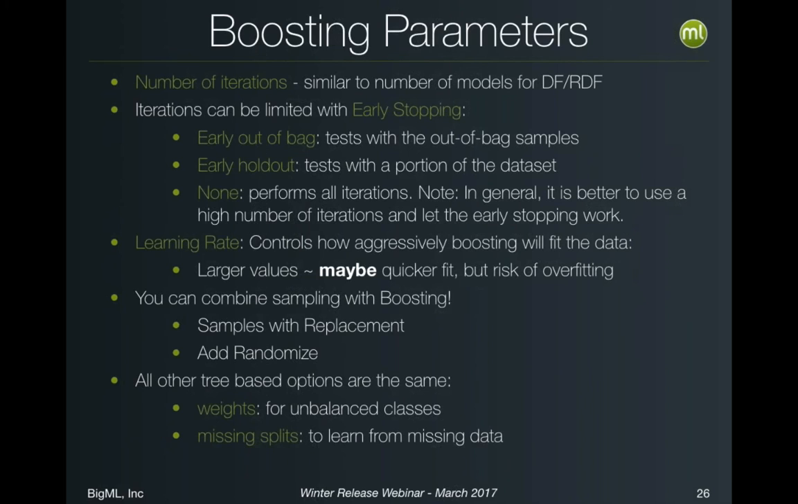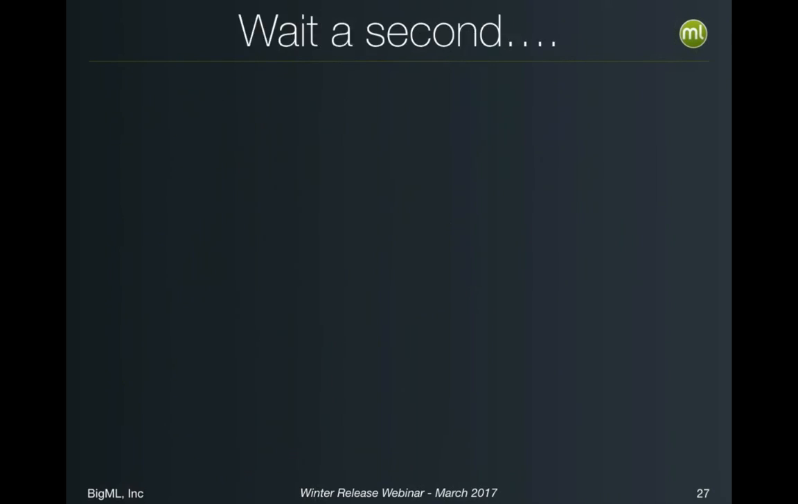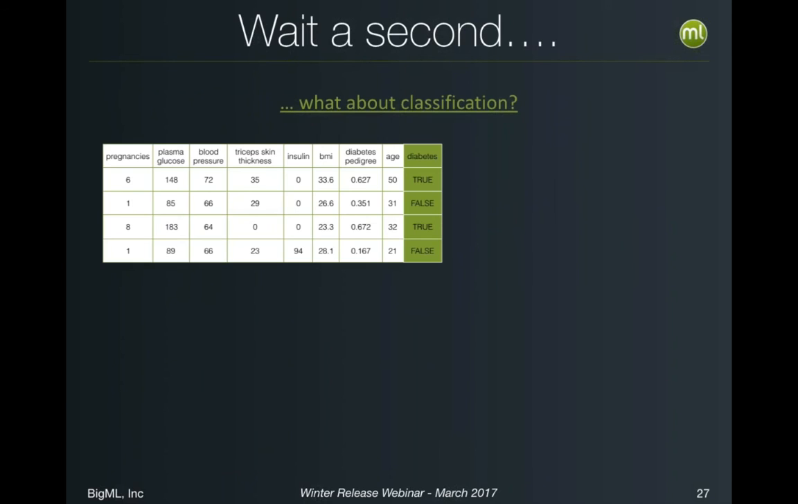We can add the missing split feature if we want to learn from missing data. We can set a node threshold to allow for deeper trees, etc. Okay, this is all awesome. Everything's great, right? But wait a second. All of the examples I've been doing so far have been regressions. What about classification? Well, there's a little problem.